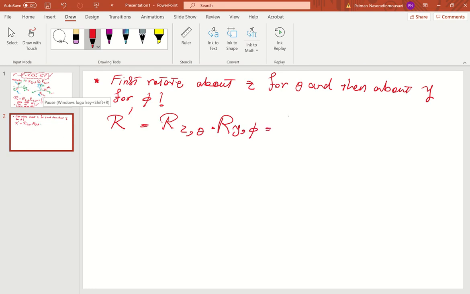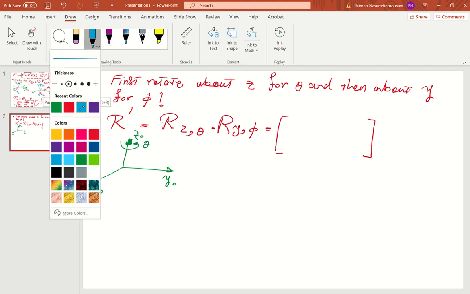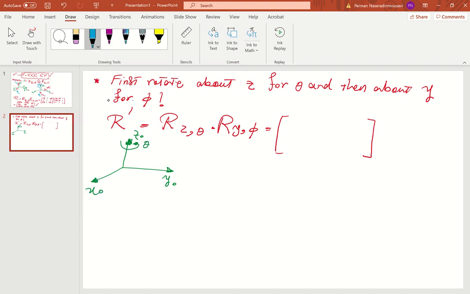If you calculate this, look here, guys. Let me plot it for you. This is the XYZ reference coordinate frame, X naught, Y naught, and Z naught. Now we are rotating around Z for theta first. So this is the new coordinate system, the first coordinate system that you get around Z. It's going to be what?